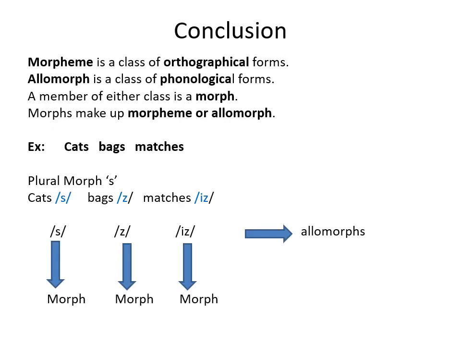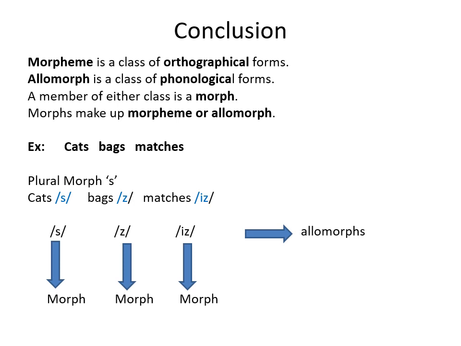So to sum up all previous discussion, we can say morpheme is a class of orthographical form. Orthographical form means in spelling, in what spelling we have to write that particular word. And allomorph is a class of phonological form, in what way we have to pronounce that word, in what way we have to say that particular word or morph. A member of either class is a morph, and morphs make up a morpheme or allomorph.